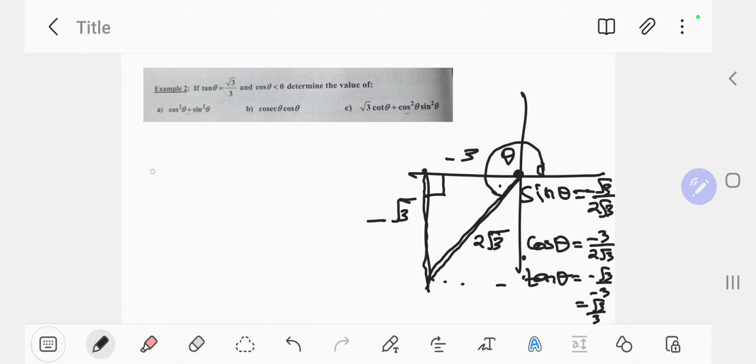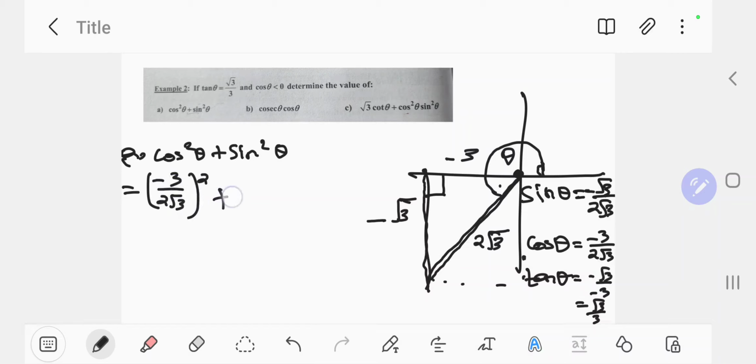All right, the first question we have is question A that says cos square theta plus sine square theta. So we're going to try to find the value of cos square theta plus sine square theta. Please take note of the squares. So in bracket, the cos square theta, we're going to have negative 3 over 2 root 3, to the power of 2, plus, in bracket, negative root 3 over 2 root 3, and we square that there.